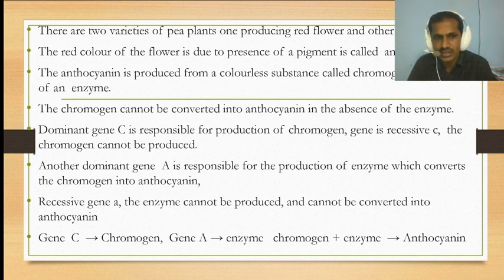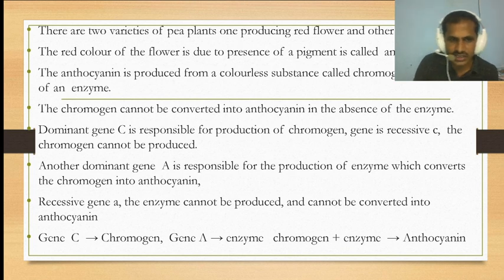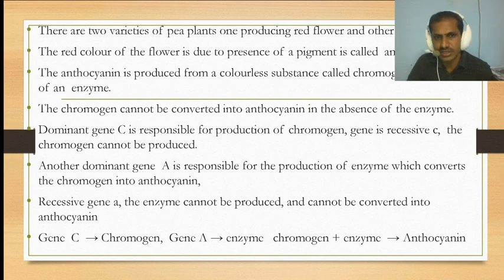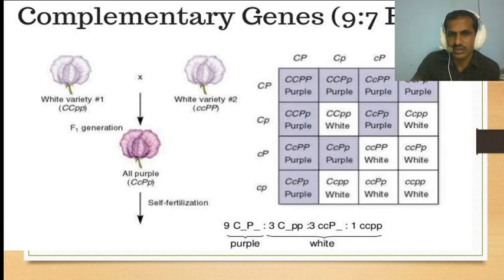For example, look at this conversion. Gene C is responsible for producing chromogen, and another gene, A, is responsible for the enzyme. Only with the enzyme will they get the anthocyanin pigment, right? So we are going to prove this theory with this checkerboard.